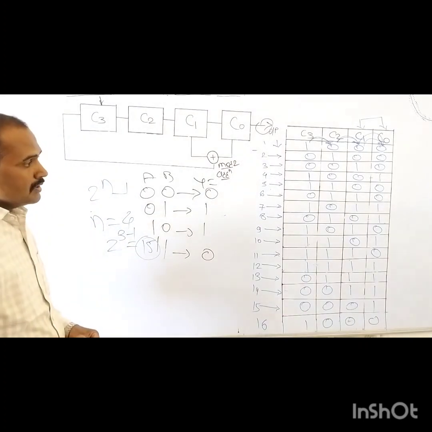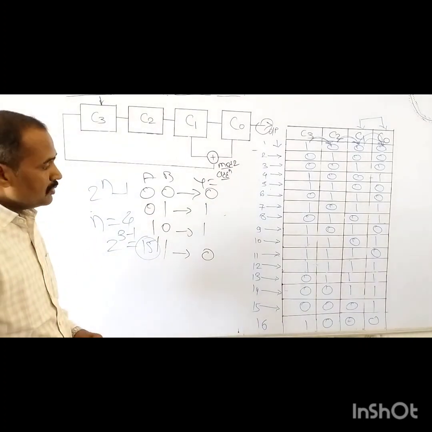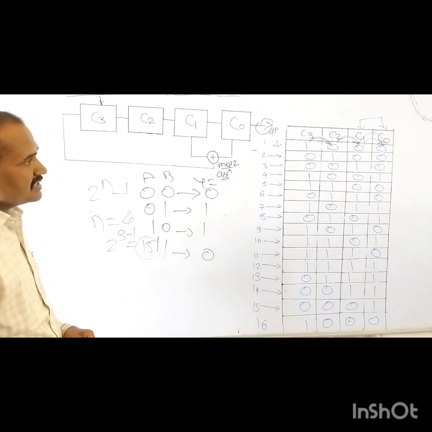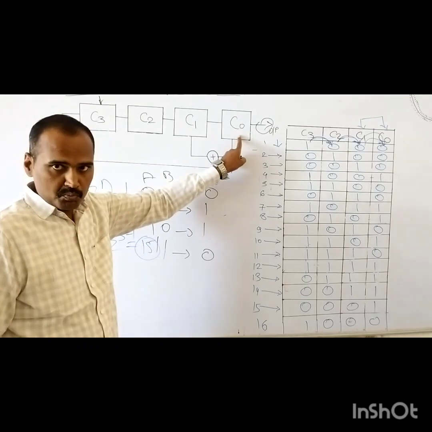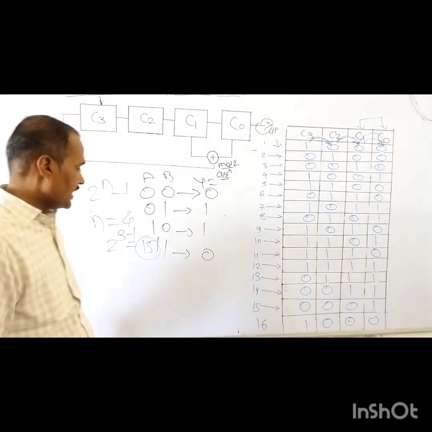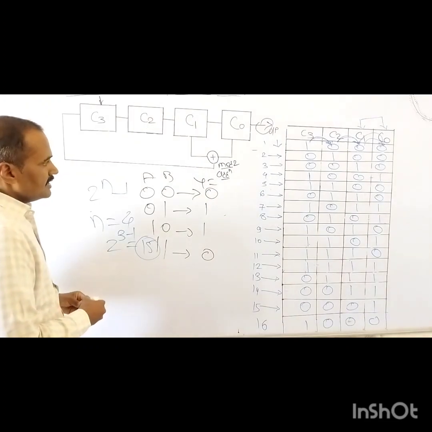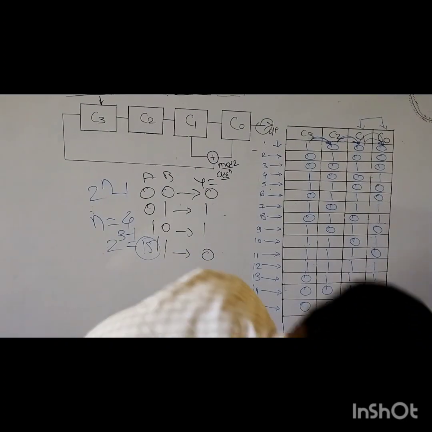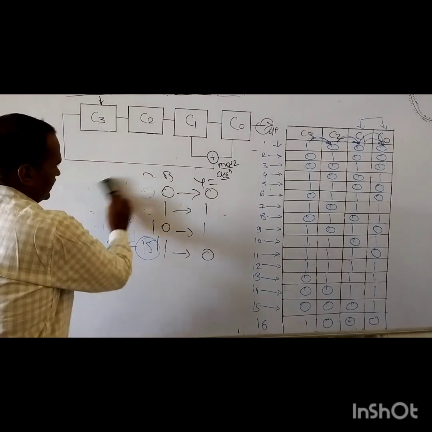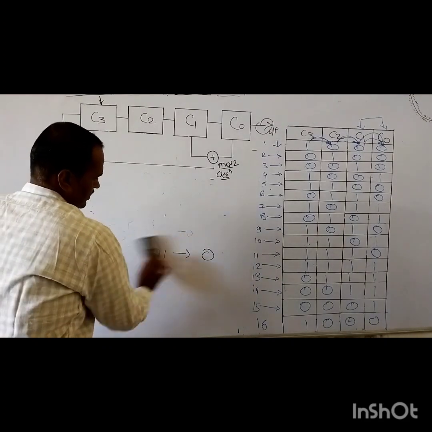So this is how the PN sequence is generated. Now the question arises, what is the desired PN sequence? Because the output is obtained across this C0, the desired PN sequence will look like this. Here the desired PN sequence will be what?